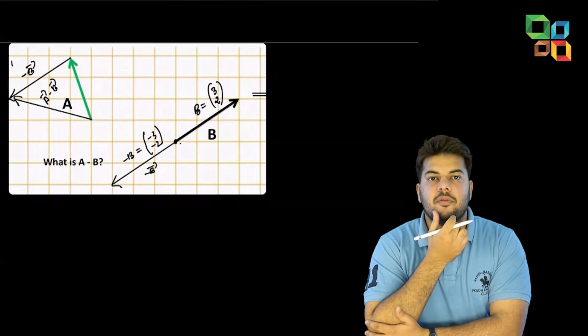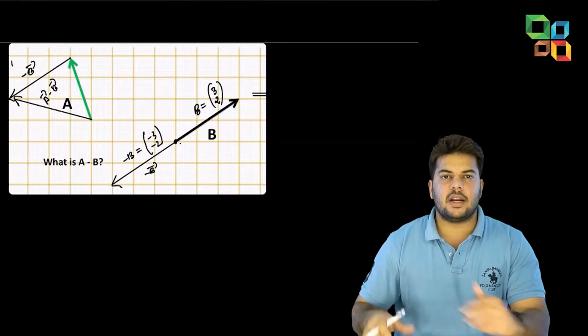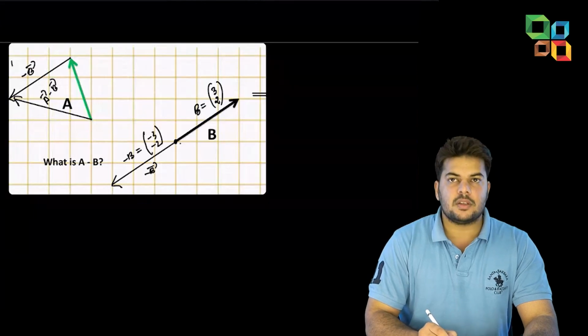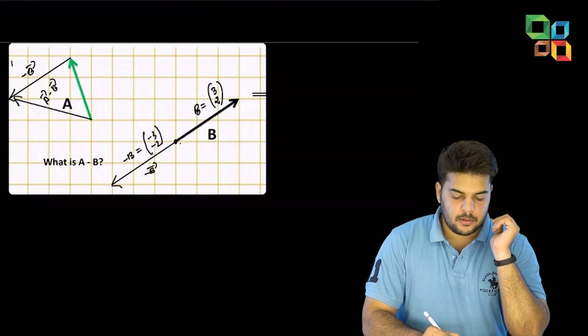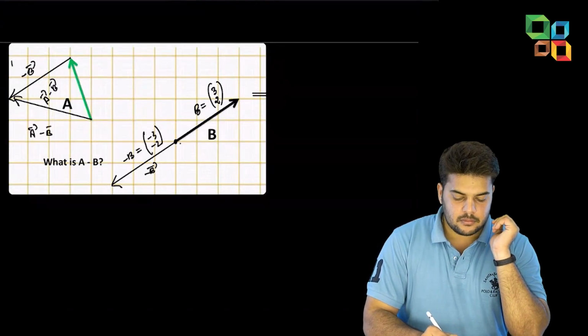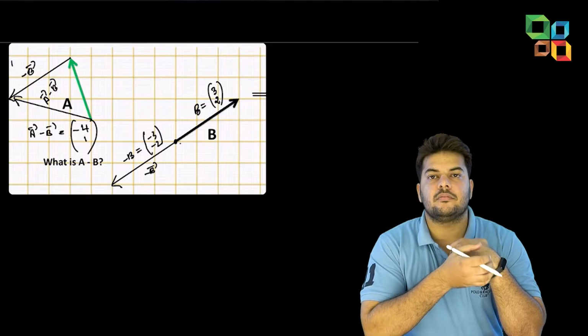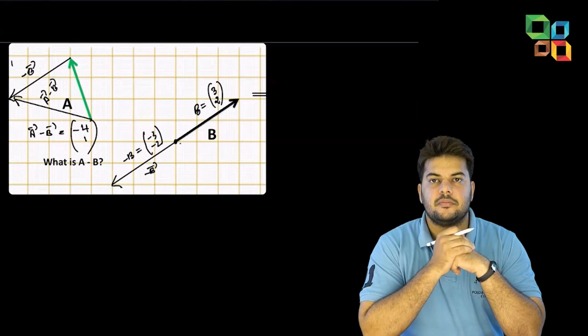What is the representation of A minus B, by the way? Just look at the picture over here. What does it look like? This is A minus B. What is the representation of that? A minus B is negative 4, 1, isn't it? That is A minus B.